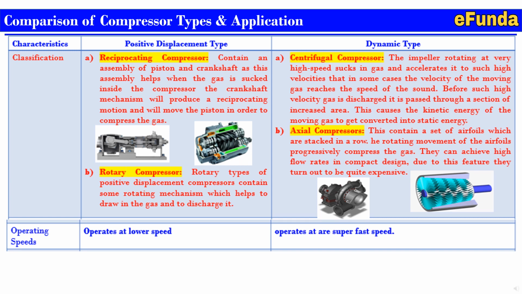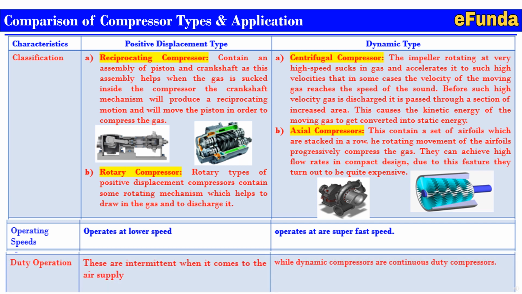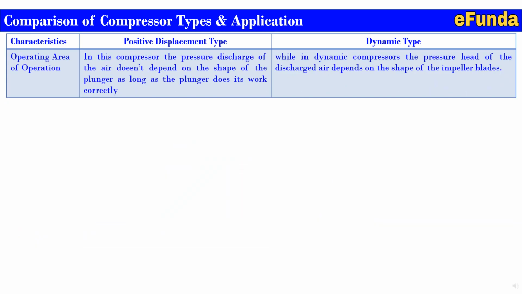PD type compressors operate at lower speed, whereas the dynamic type operates at super fast speed. Duty operation: PD type compressors are intermittent when it comes to the air supply, while the dynamic compressors are continuous duty compressors. Area of operation: in PD compressors, the pressure discharge of the air doesn't depend on the shape of the plunger as long as the plunger does its work correctly, while in dynamic compression, the pressure head of the discharge depends on the shape of the impeller blade.